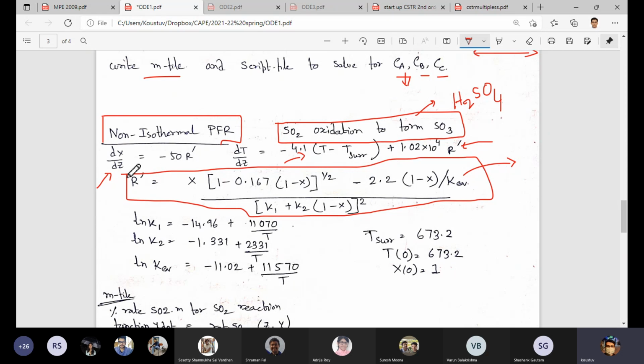Will you not be able to write the balance equations in case of non-isothermal PFR, steady state, or unsteady state CSTR, non-isothermal? Yes or no?